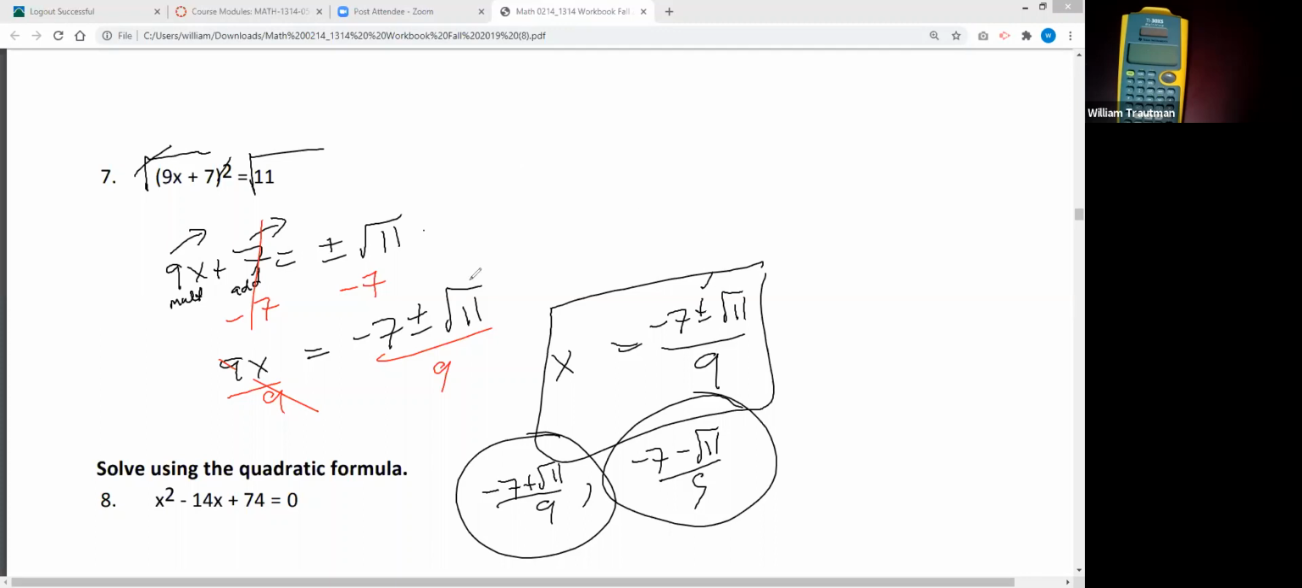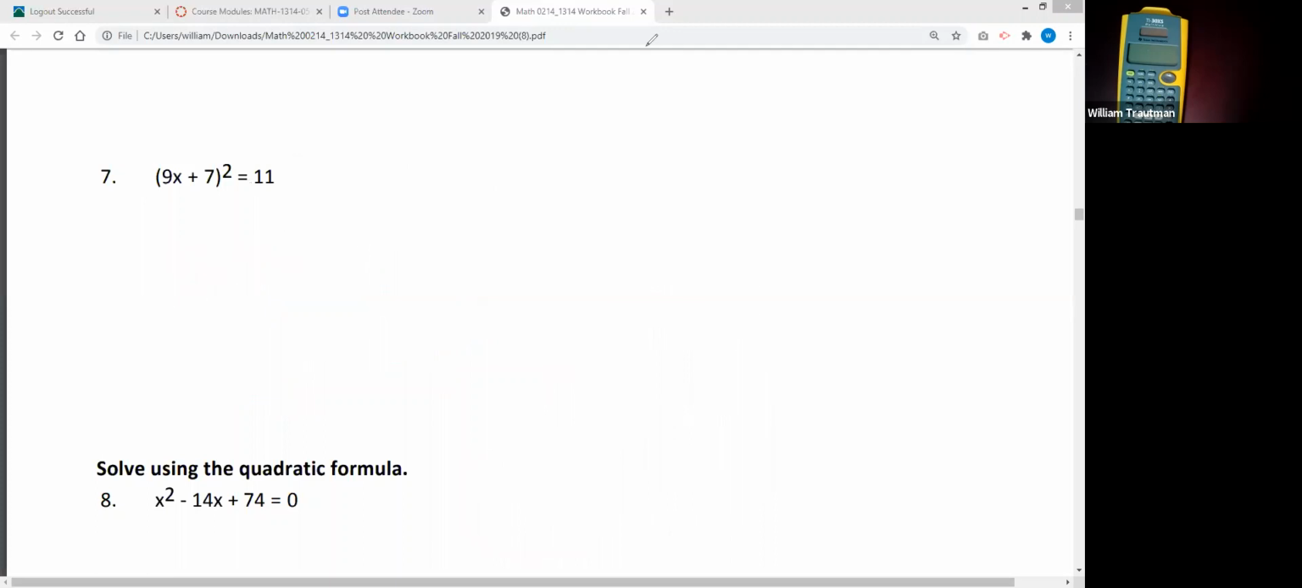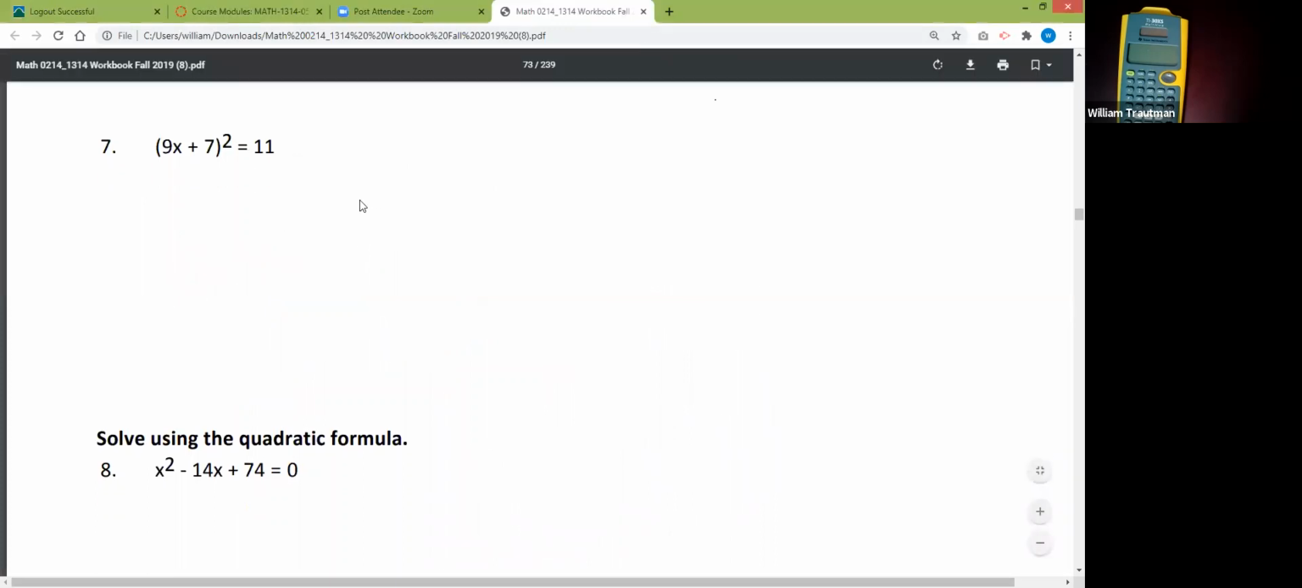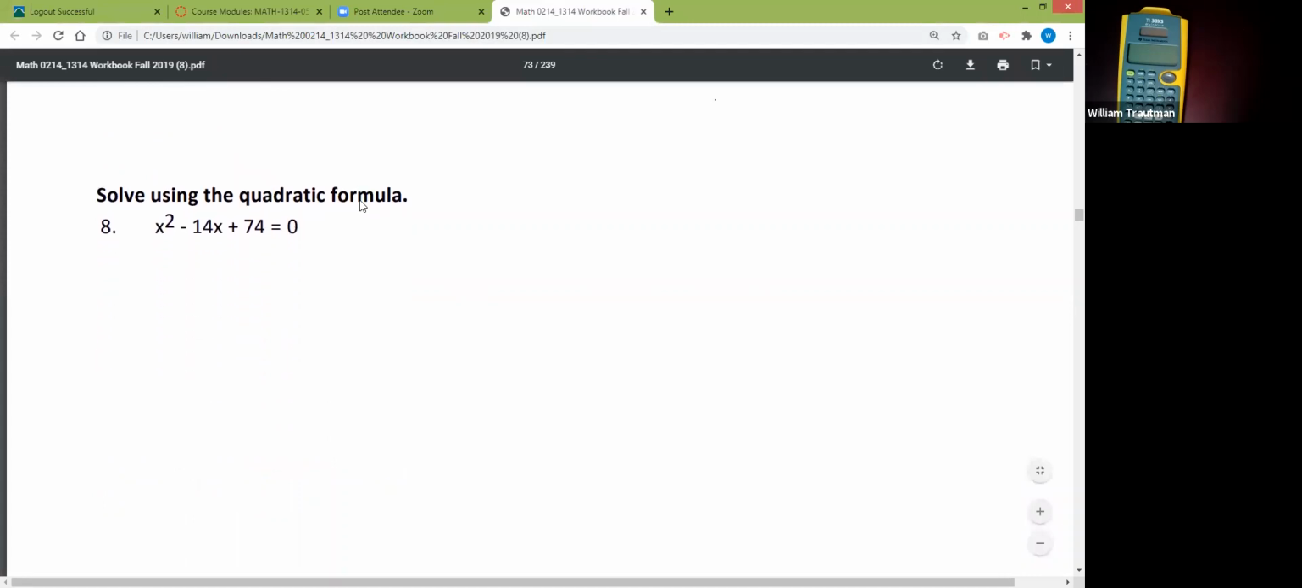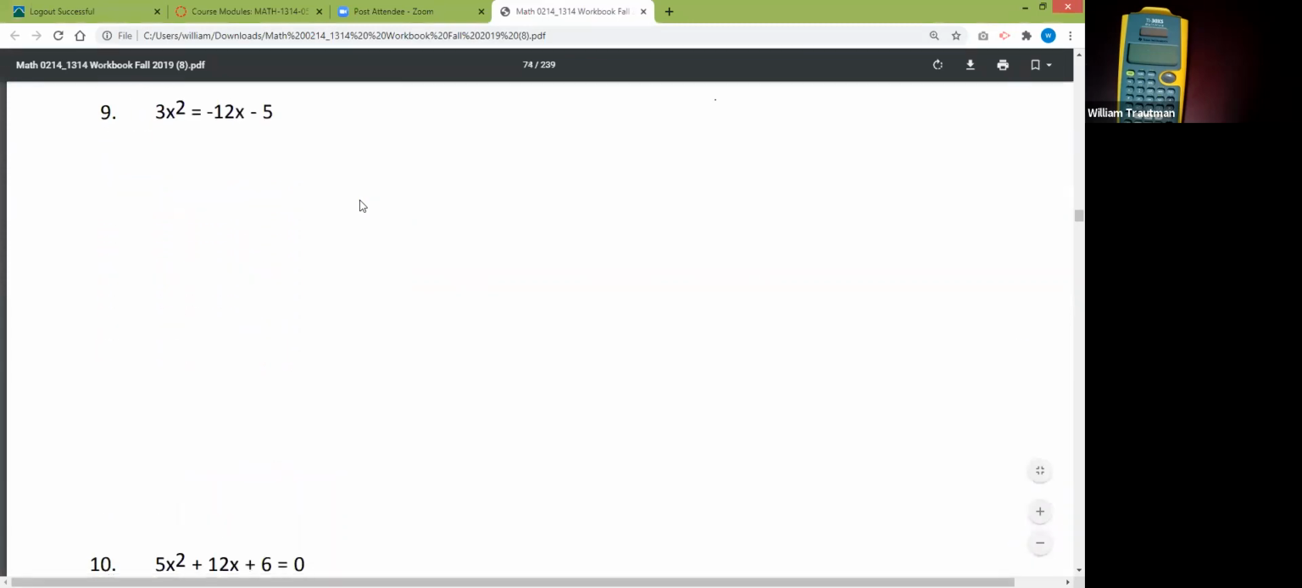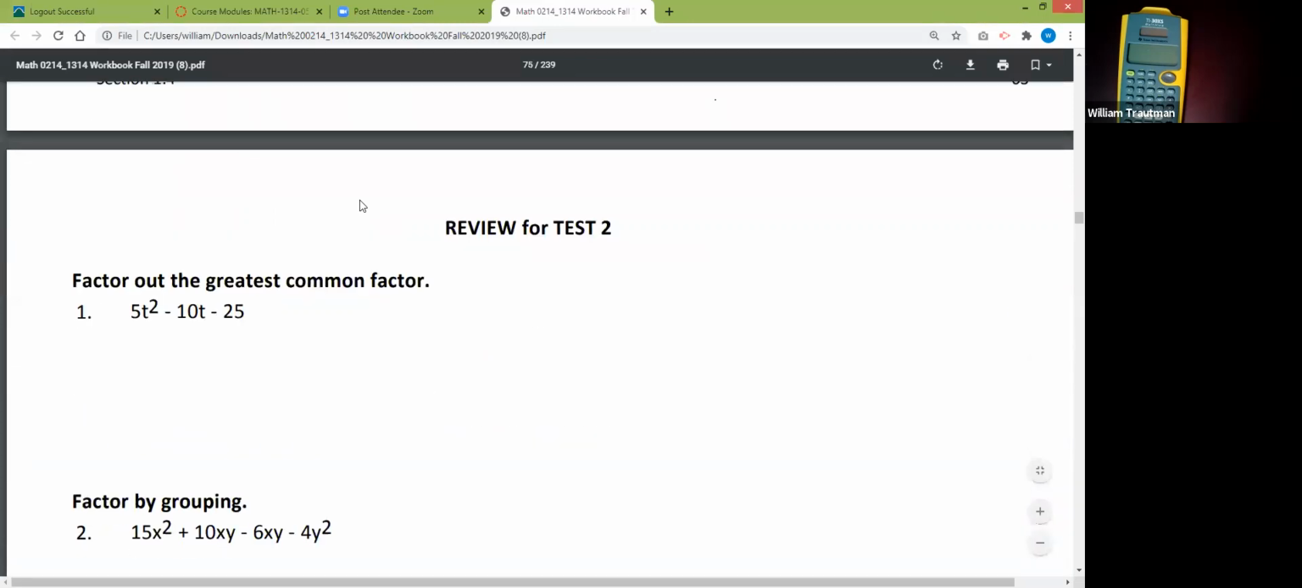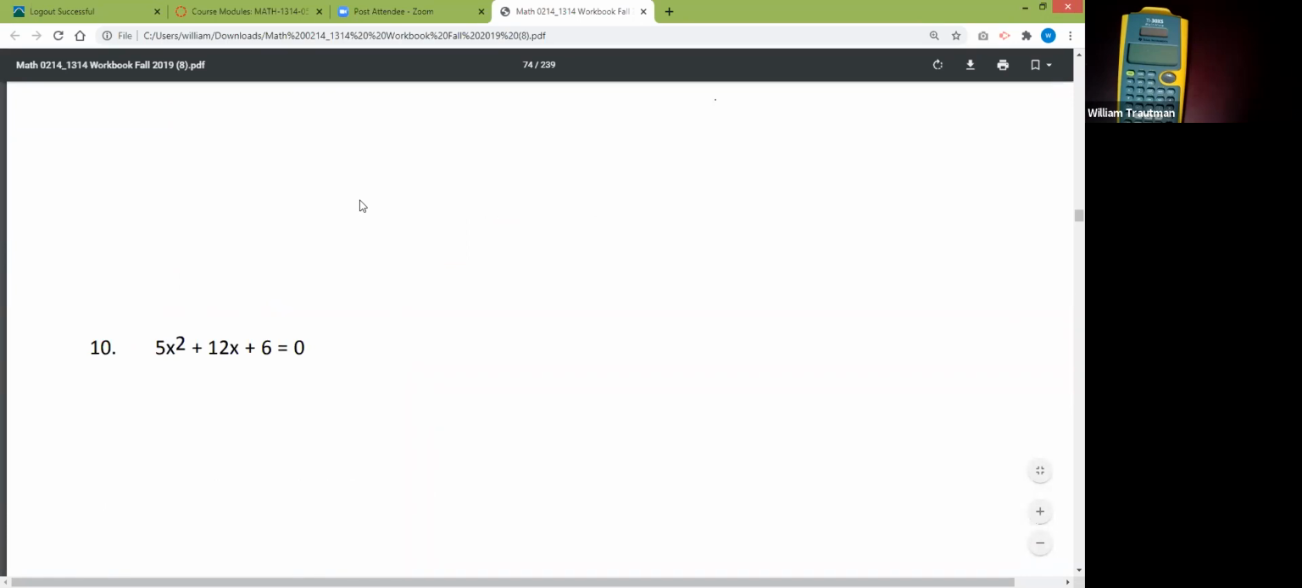All right, question number 8. Solve using the quadratic formula. This is what your Canvas quiz is about. I got a really good video on quadratic formula. How many questions do we have here? 1, 2, 3, 4 more questions on quadratic formula.